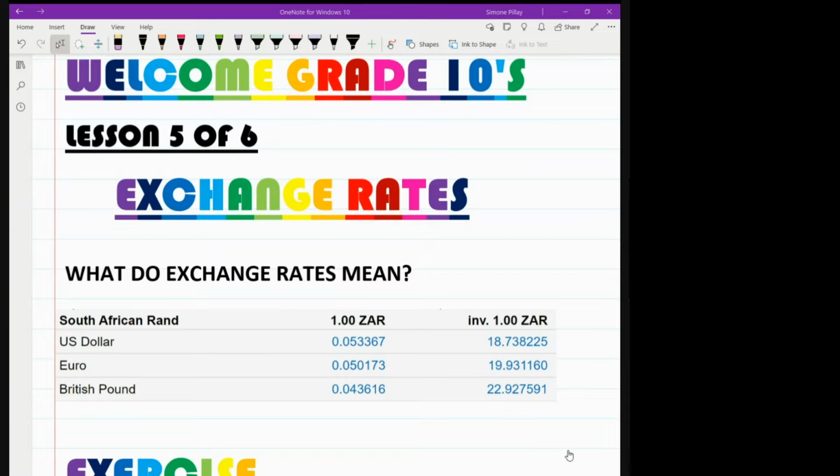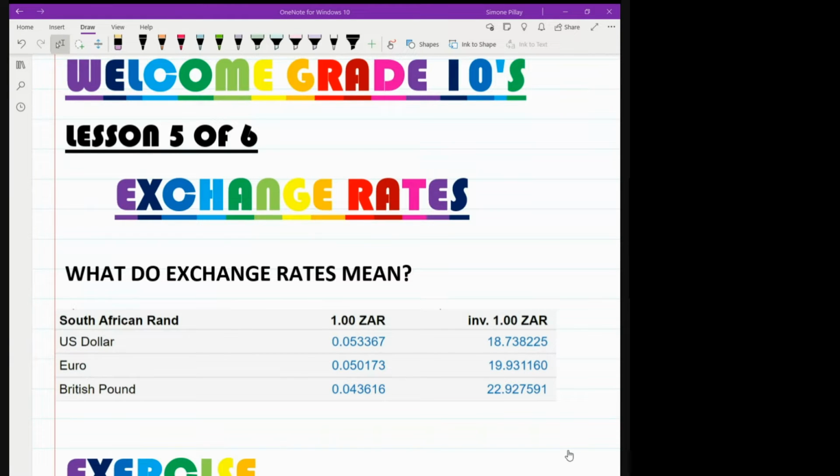Now, the value of a currency is affected by many, many things. That is the supply of the currency, that is the demand of the currency. If any of you are doing economics, you'll know exactly what I'm talking about. That is the economy of the country, the perception of investors of the country. That is what influences our exchange rates. And so what the exchange rate really is, it's giving the value of one currency in relation to another.